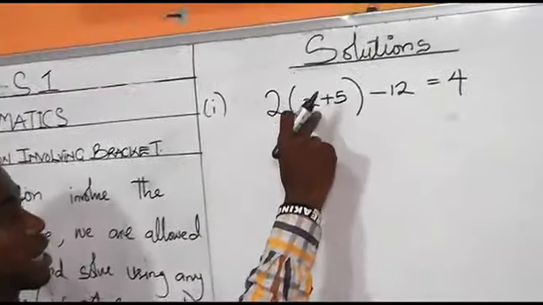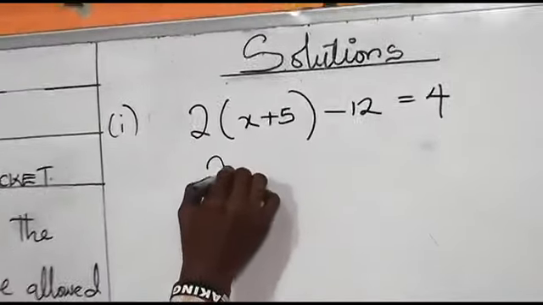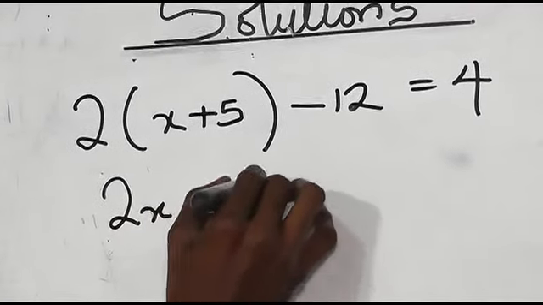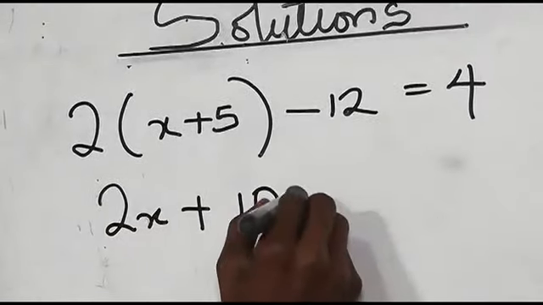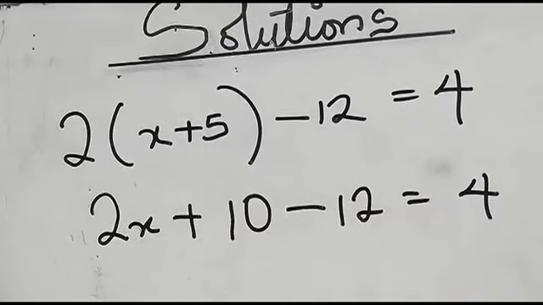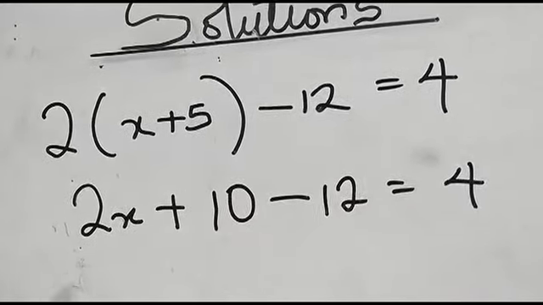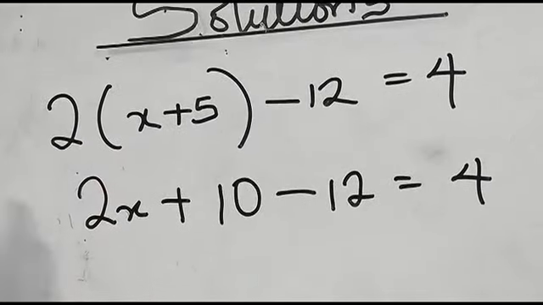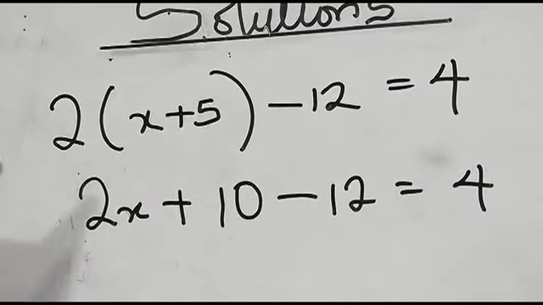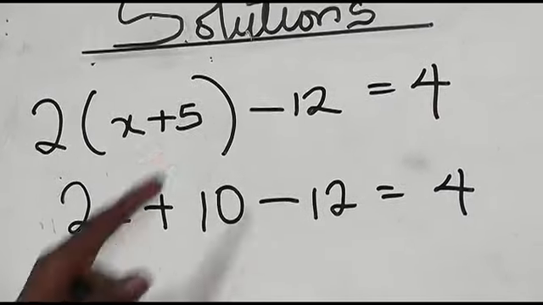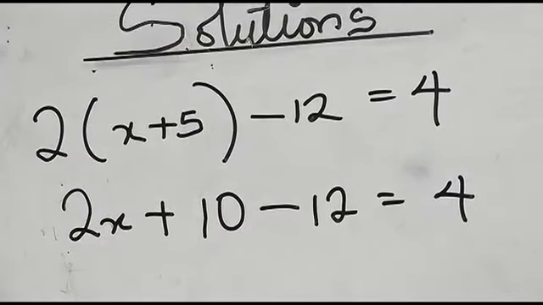We say 2 times x, I have 2x, plus 2 times 5 gives us 10. Here we bring down this minus 12 is equals to 4. Let me come again. Now to expand this bracket on the left-hand side of the given equation, I say 2 times x gives us 2x, 2 times 5 gives us 10, minus 12 is equals to 4.